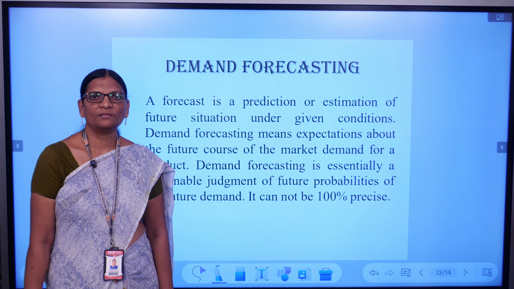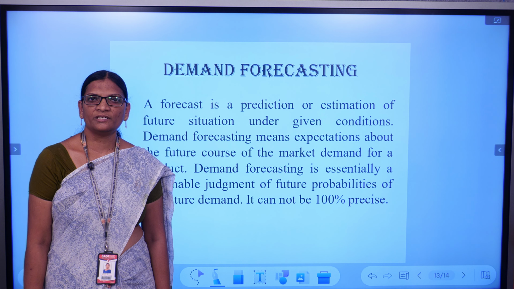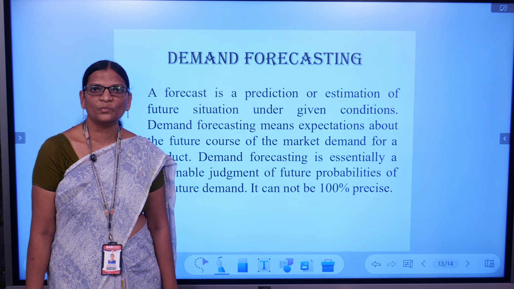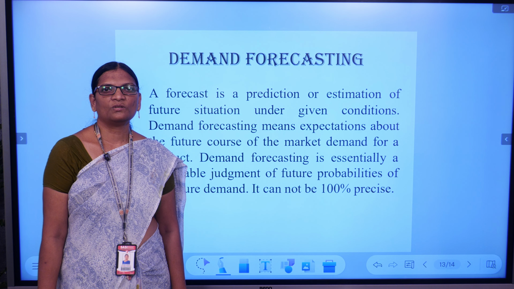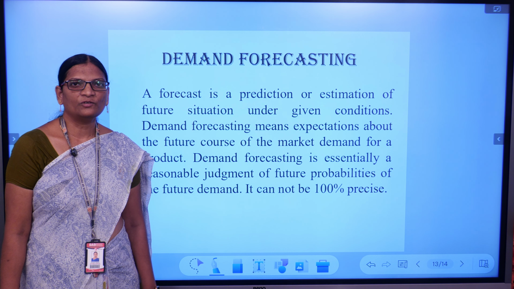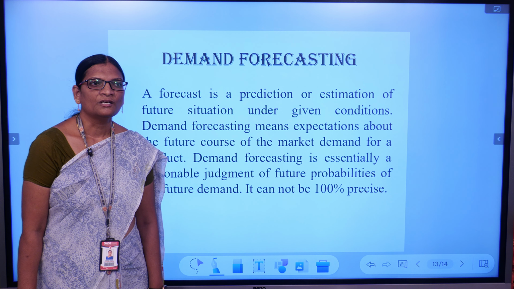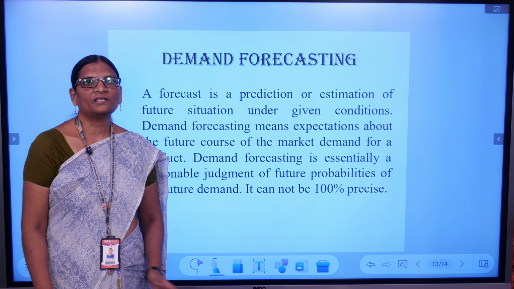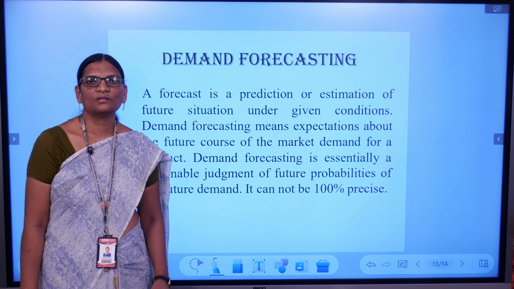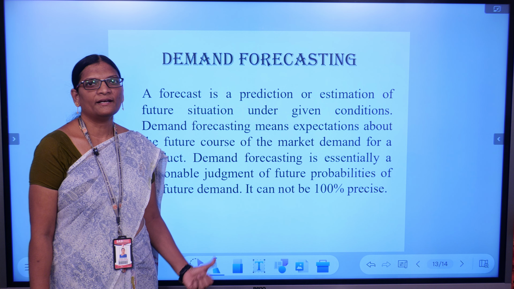Without demand analysis, companies cannot go for production activities and cannot sell their products. So demand analysis plays a very important and crucial role in the organization. Demand analysis and forecasting means estimation of demand, anticipation of demand. In future, what may be the demand for this particular product? How many products do we need to produce? What quantity do we need to produce? All these questions will be answered by demand analysis studies.